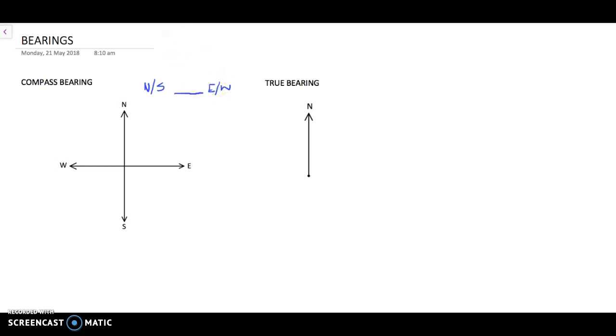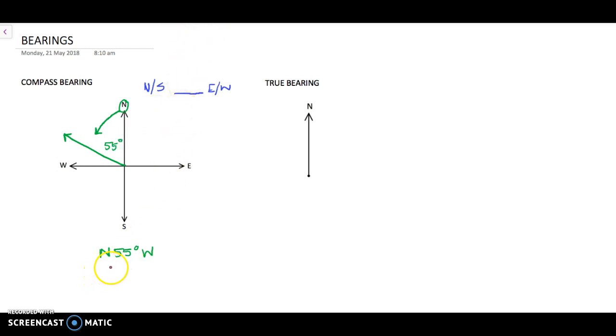So here are some examples. If I'm going to travel north 55 degrees west, means I'm starting facing north, so I'm facing here, and I'm going to move 55 degrees towards west, which means I'm going to move 55 degrees in a westerly direction. So it means that I am going to head this way. And there's my 55 degrees.